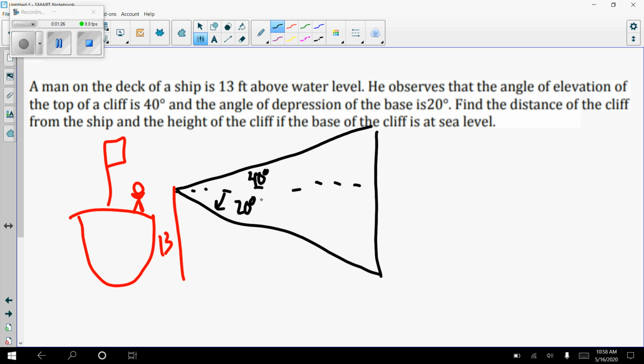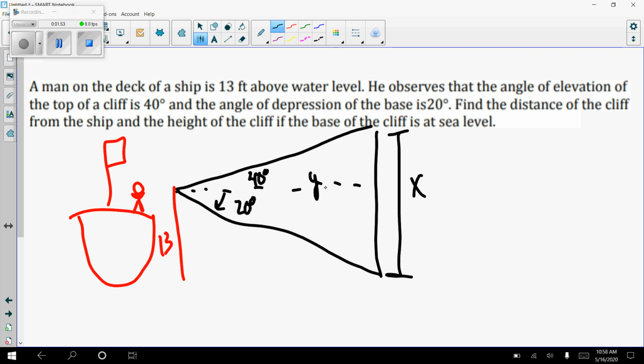Find the distance of the cliff from the ship and the height of the cliff if the base of the cliff is at sea level. Wow. Okay, so we got a couple things to find here. We want to know all of this. Let's just call that x. And then I also think we want to know this.